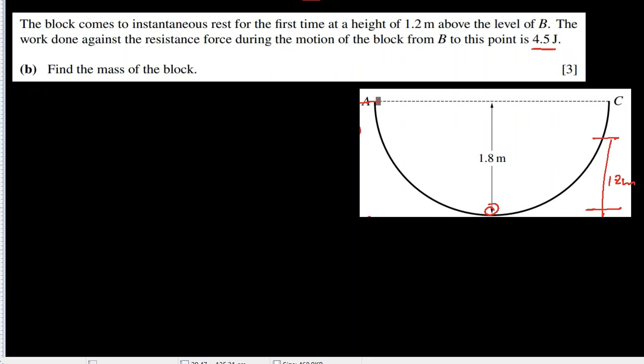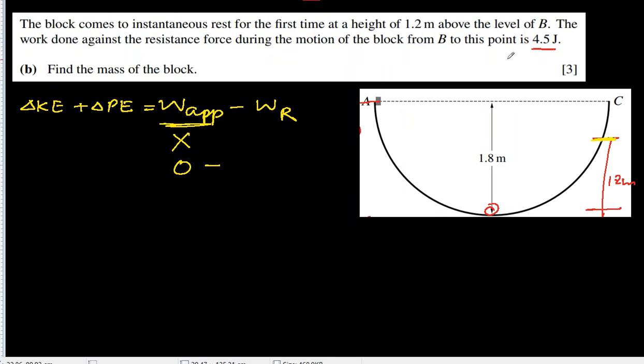Alright, so the formula we should remember is this: change in kinetic energy plus change in potential energy is always equal to the work done by the applied force minus work done by the resistance force. Since we just released this particular block from A, and there was no one touching this block till it came to rest here, the applied force is nothing in between, so this is 0. The work done by the resistance force is 4.5 joules. They have given that, so we will write here.